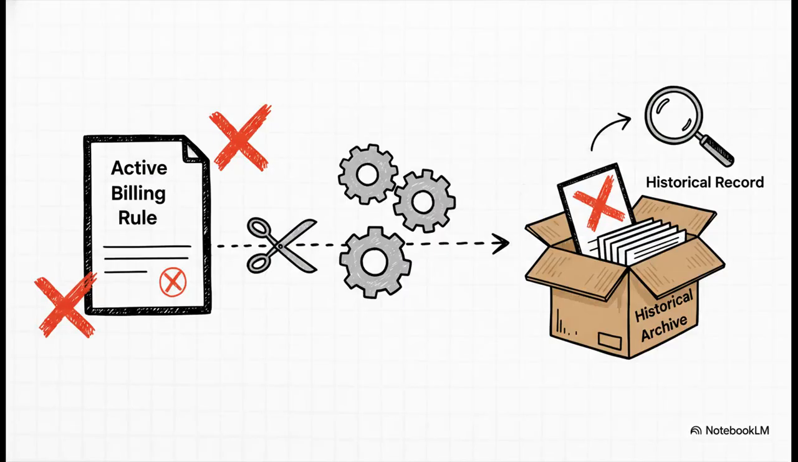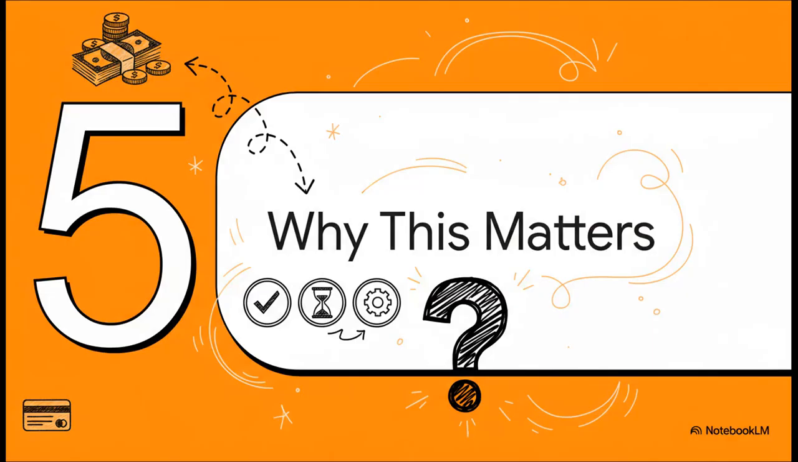So what happens when a billing rule is retired? Well, it's moved to obsolete. An obsolete version can't be modified or used for any new business, but, and this is important, it isn't deleted. It's kept in the system as a historical record, which is absolutely vital for things like auditing and understanding past invoices.